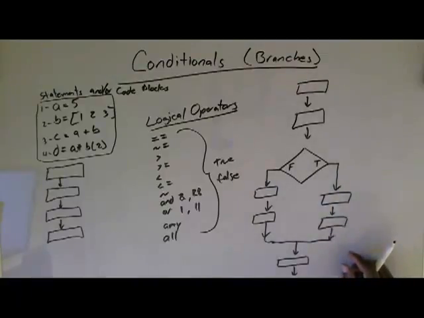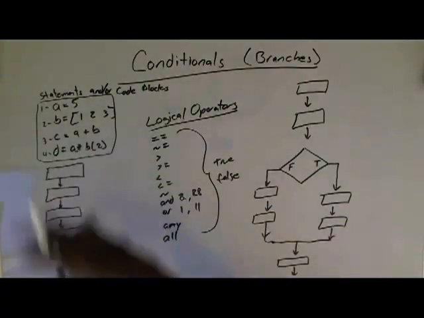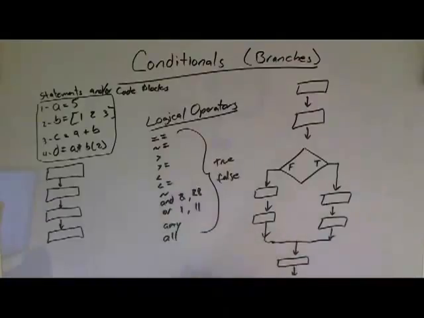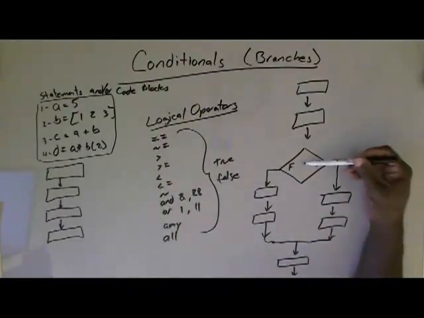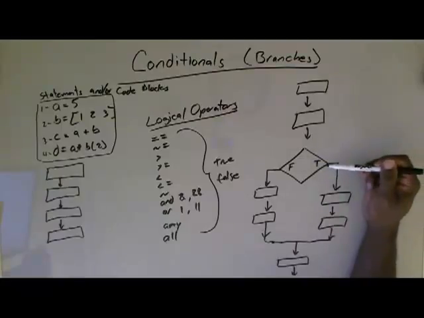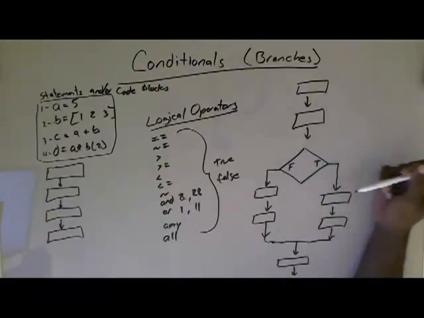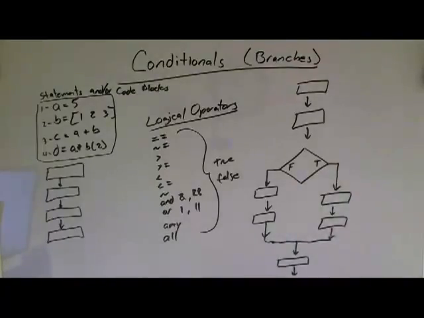Okay, so that's the basics. We have statements that execute sequentially. We have blocks of code. And then we have our logical operators that we've talked about, and we use those logical operators to make some kind of decision whether something is true or false. Based on the true or falseness of that statement, it determines which blocks of code we execute next. Okay, so that's the fundamental.